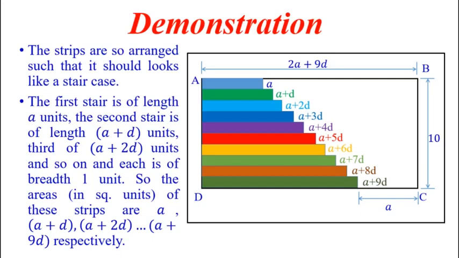The first stair is of length a units. The second stair is of length a plus d units. Third of length a plus 2d units, and so on. And each is of breadth 1 unit. So the areas in square units of these strips are a, a plus d, a plus 2d up to a plus 9d respectively.